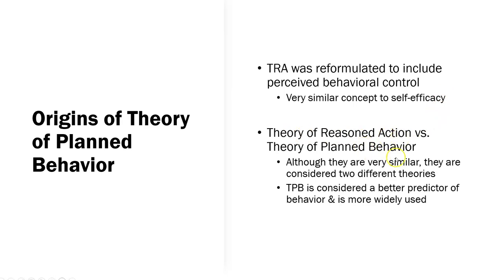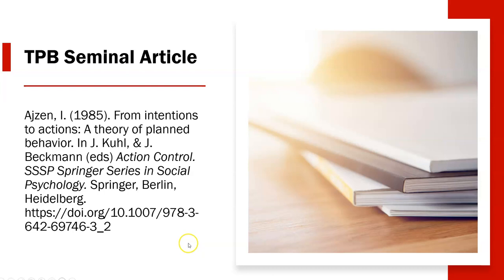So these two theories are very similar in many contexts, but they are considered two different theories. And because the theory of planned behavior is considered a better predictor because of this additional concept, we're going to focus on that, and it is more widely used today. So this is the seminal article for this theory. There might be a few around this same time frame, but this seems to be one of the earliest mentions of the theory of planned behavior. I've included the citation there for your reference.